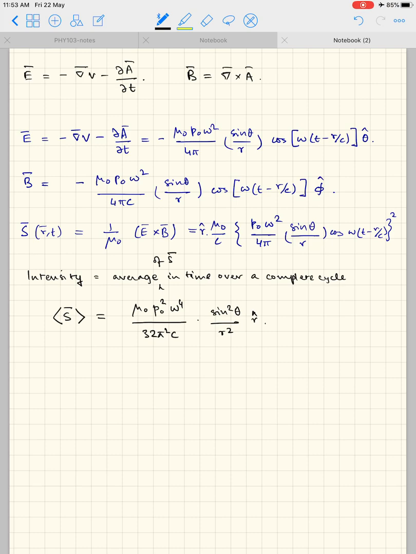And there is an interesting thing to note here: there is no radiation along the axis of the dipole, where sine theta equals 0.